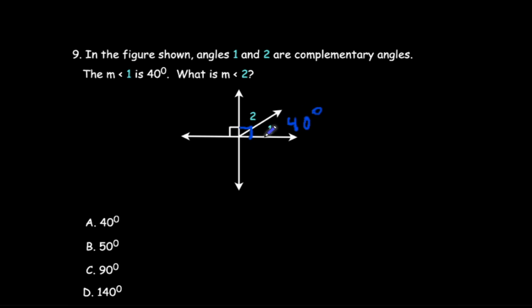Okay, so since we know that they add up to 90 degrees, well, it only makes sense to subtract 40 from 90. And when you do that, you get 50 degrees. So that means the measure of angle 2 is 50 degrees, which is answer choice B. Okay, and let's move on to question number 10, which is our final question here.